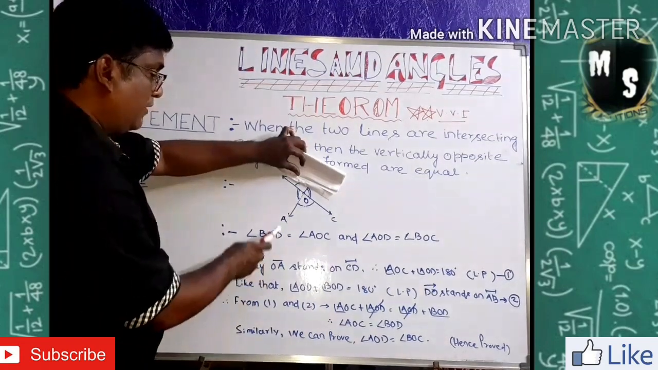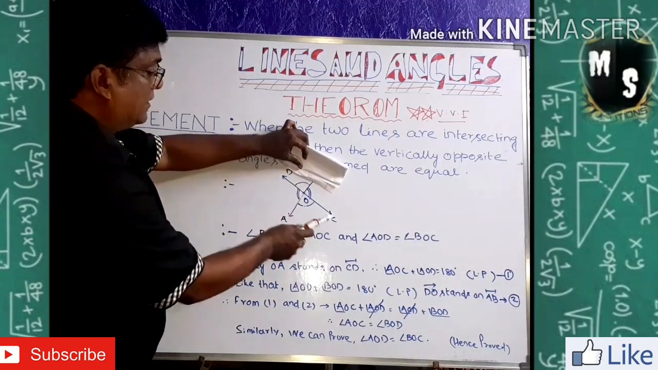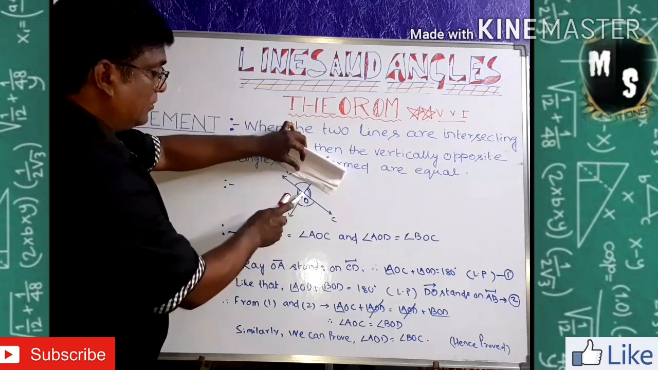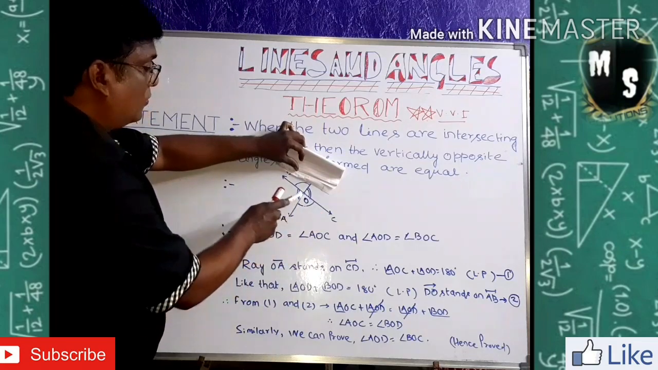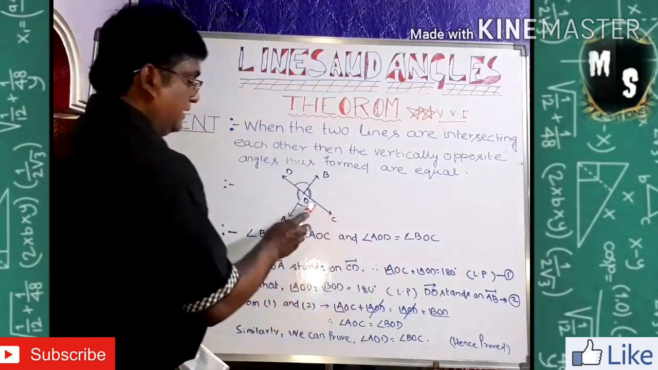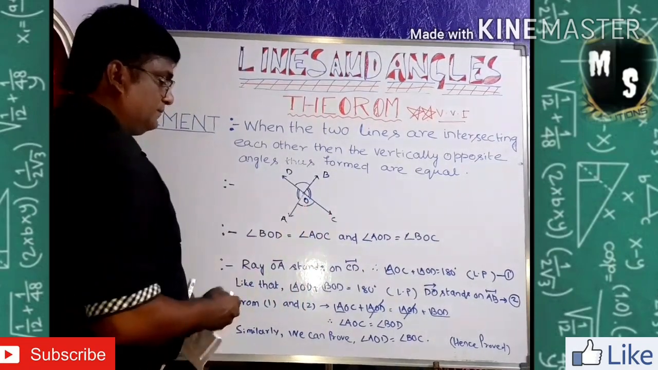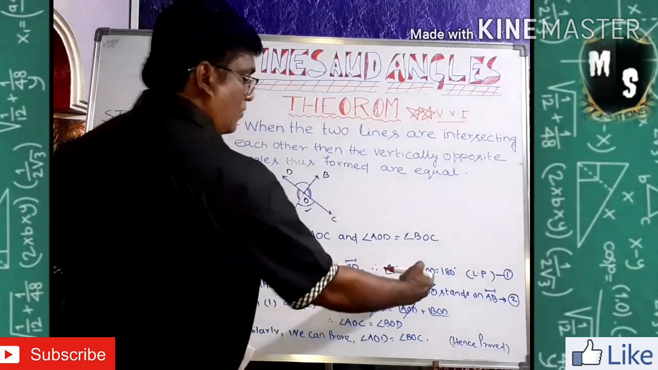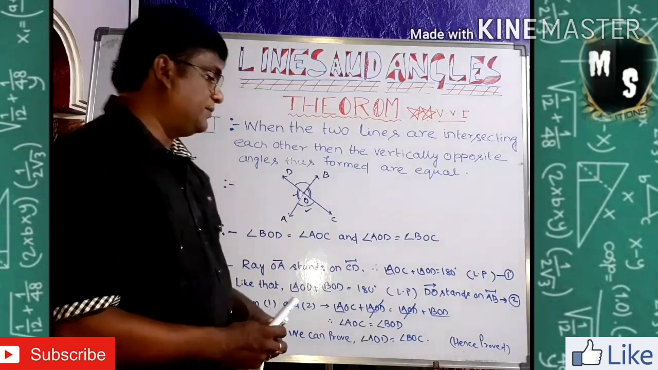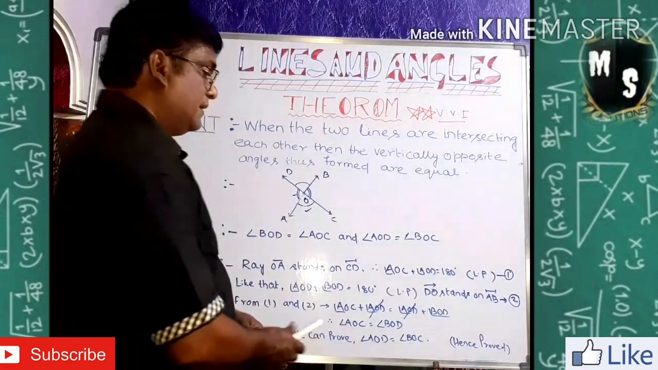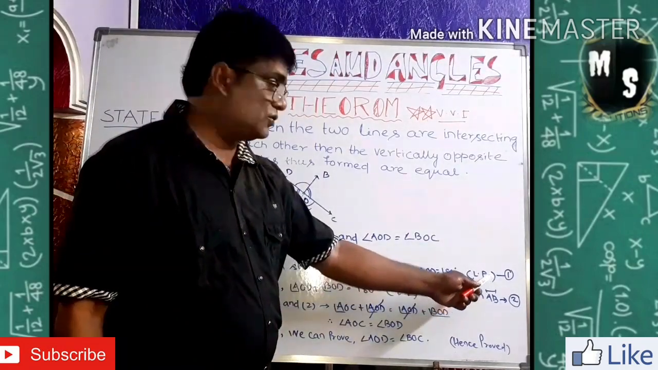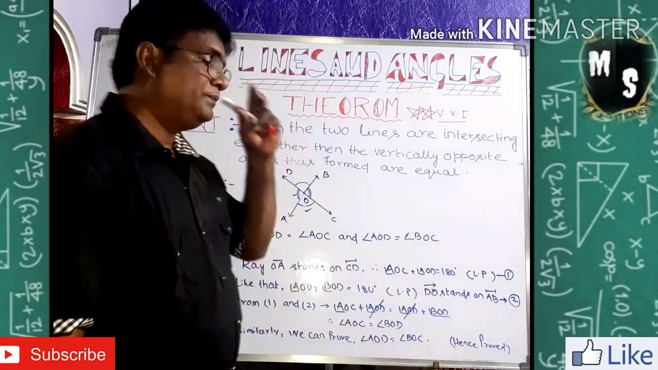See, ray OA stands on CD. What is the angle? AOC angle plus AOD angle is equal to 180 degrees. That one I wrote here. AOC angle, this angle, and AOD angle, this angle. These two angles are called linear pair angles, so they are giving you 180 degrees. So this is LP. LP means linear pair. You have to write the reason in the bracket also. Let it be my equation number 1.